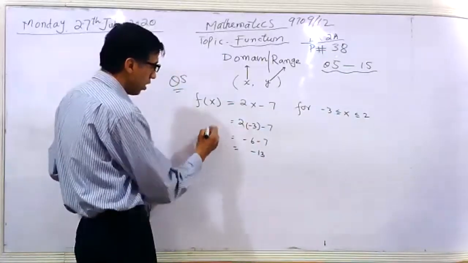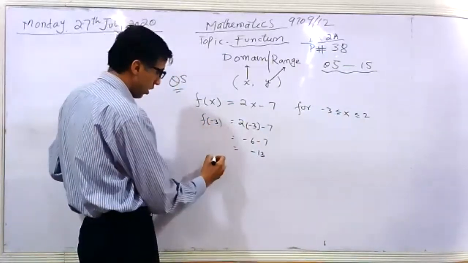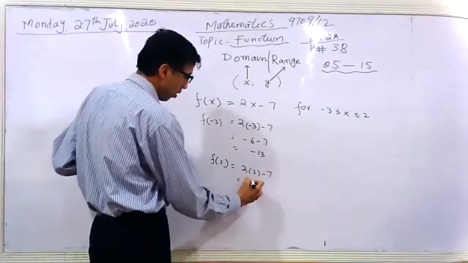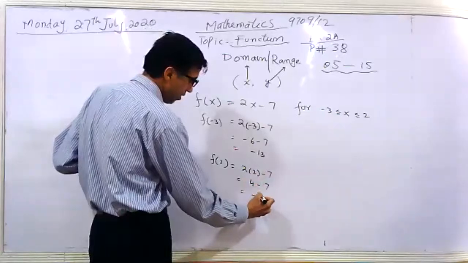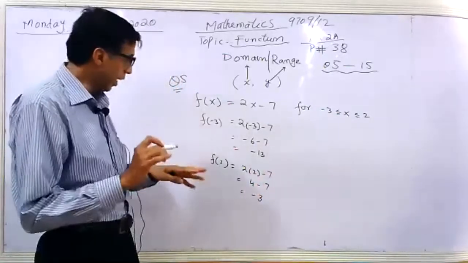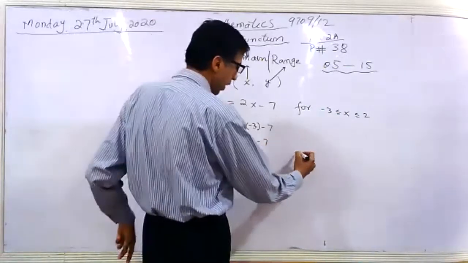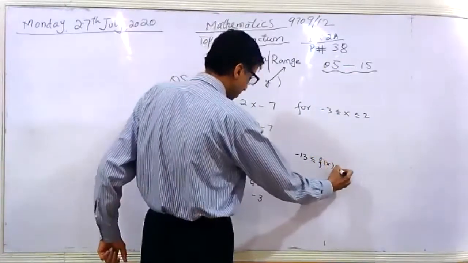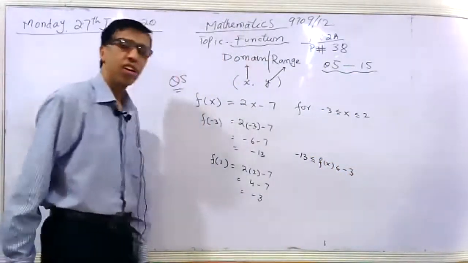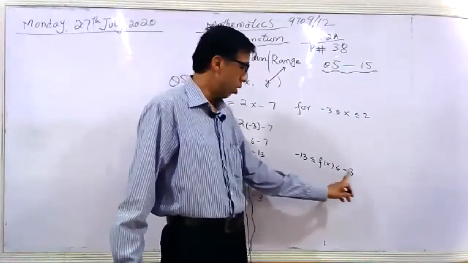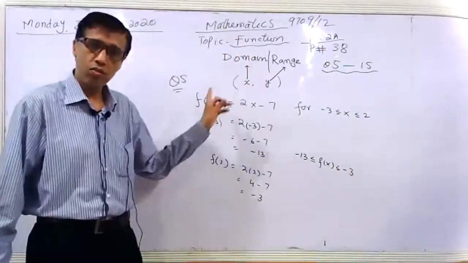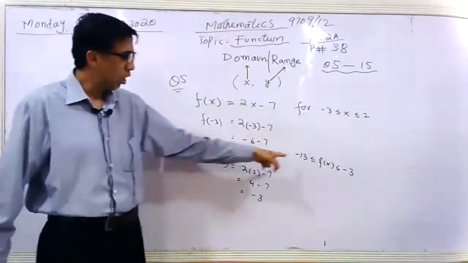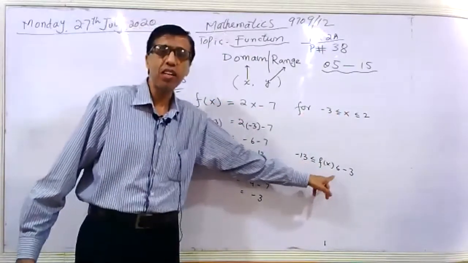Now f of 2: 2 into 2 minus 7, 4 minus 7, minus 3. Now the range of this function we will write: minus 13 less than or equal to f of x less than or equal to minus 3. The minimum value, then the maximum value. In this way, you will have to keep both the values turn by turn in your equation to write the final answer in this form.